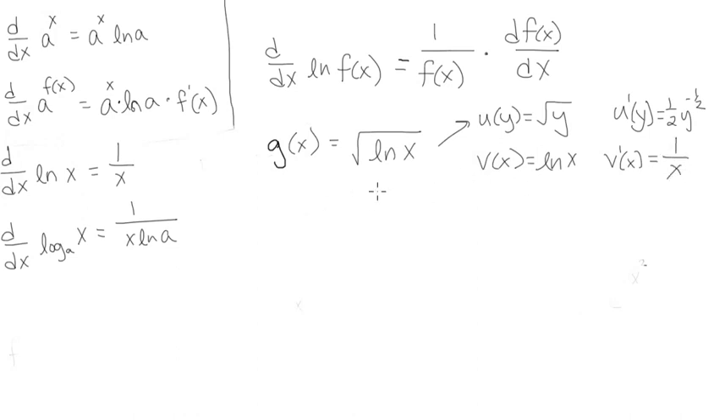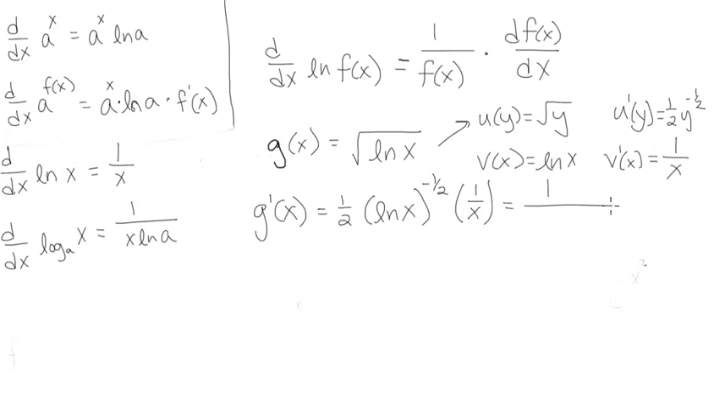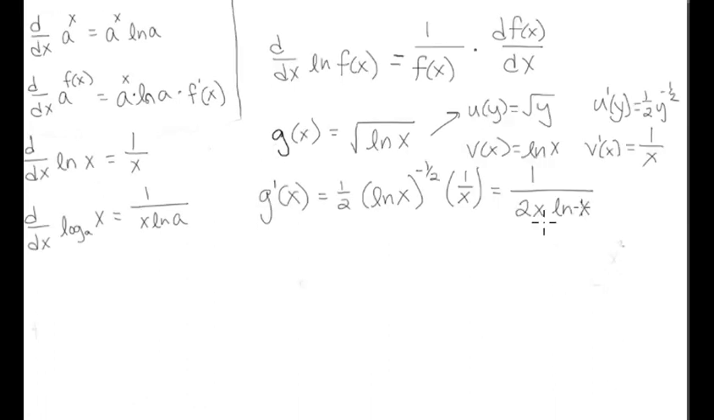So taking the composite function, the derivative of g of x is going to be the derivative of u, which is 1/2, and here we're plugging in the natural log of x for y, raised to the negative 1/2 power, times the derivative of v, which was 1 over x, which we can rewrite as 1 over 2x times the square root of ln x.